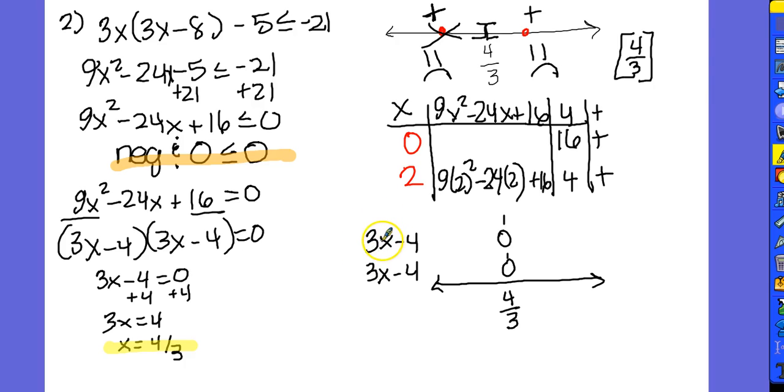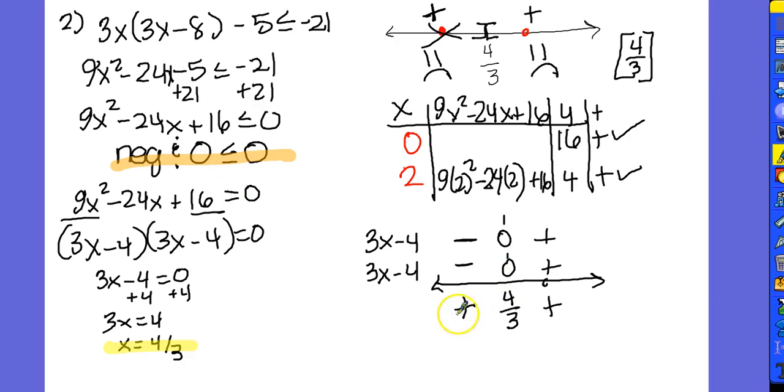3 times 0 is 0, right? 0 minus 4 is negative. So it's going to be negative in both those positions. If I plug in a 2, which would be over here, 3 times 2 is 6. 6 minus 4 is positive 2. And you can see it again. Negative times negative is positive, just like happened up here. Positive times positive is positive, just like happened here.